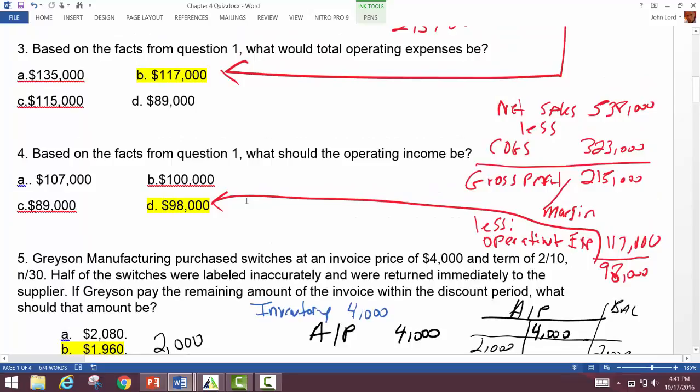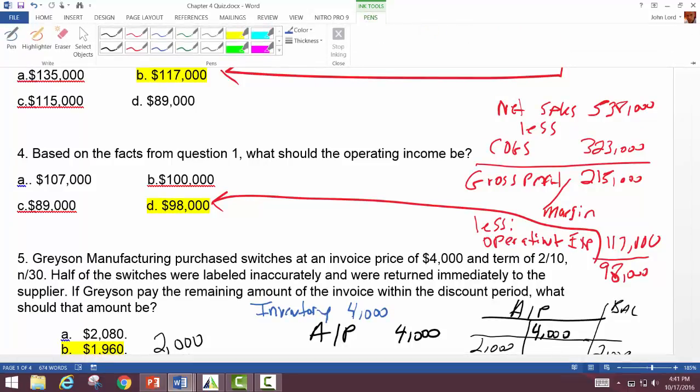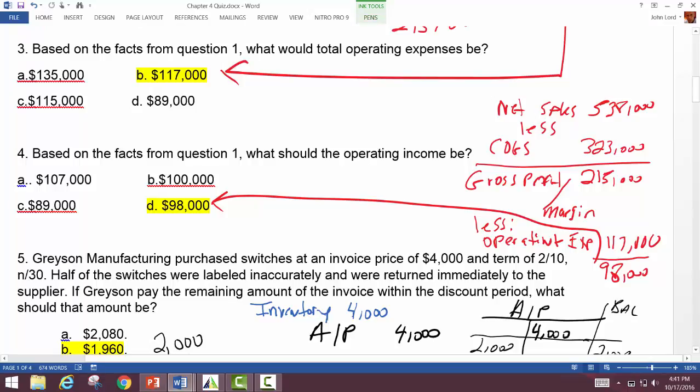How about if I asked you what's the non-operating income? Or I should say, not the non-operating income, but what's my net income? Can anyone hang with net income? How about my net sales? Is that part of my net income? Net sales, right? I'll start there.